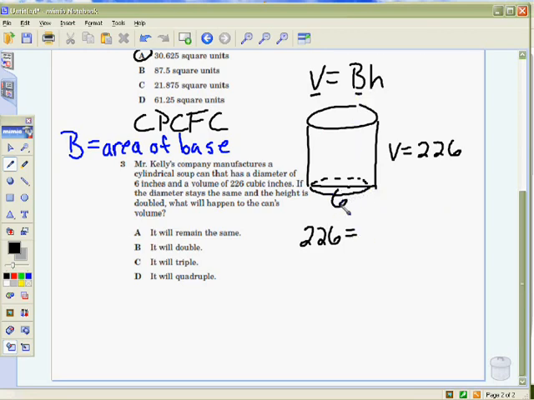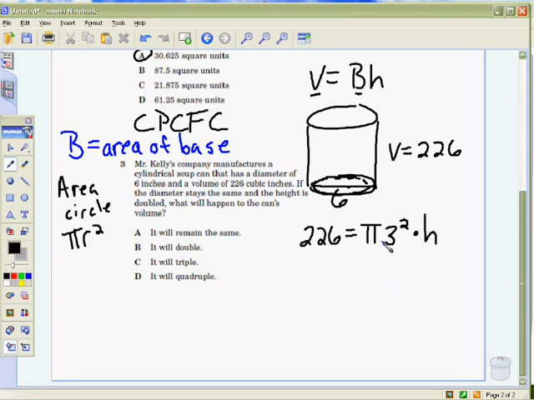Volume, 226, equals big B, the area of the base. That's not just 6, guys. It's the area of this base, the area of that circle. And the area of a circle, you should recall, and at least it's on your formula chart, is pi r squared. So I have pi times r, and if 6 is the diameter, then 3 is the radius, squared, times my height. And that's the variable that I'm looking for, that I don't know.